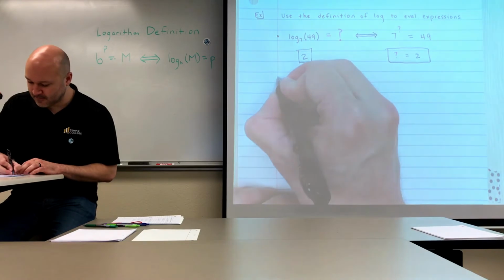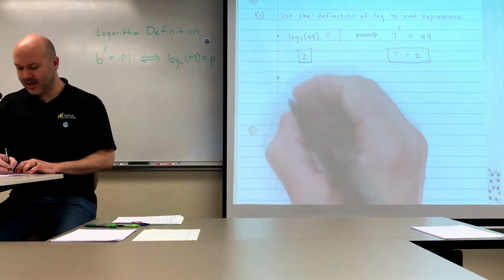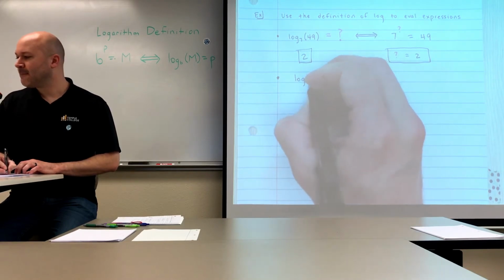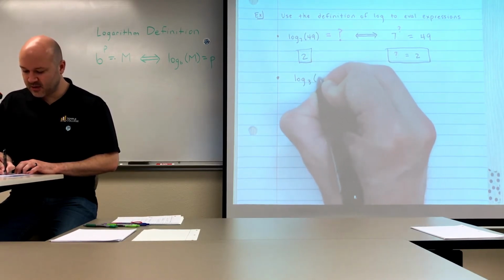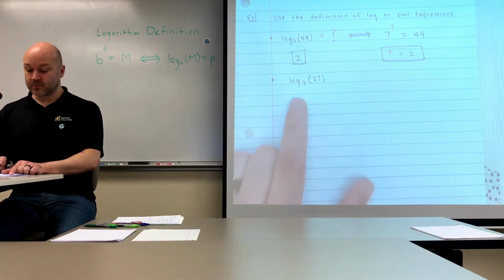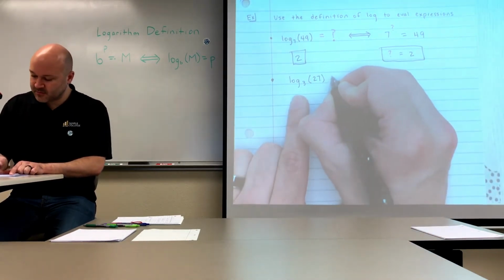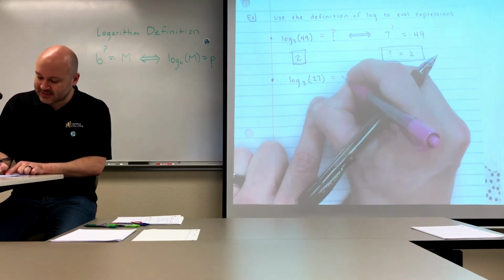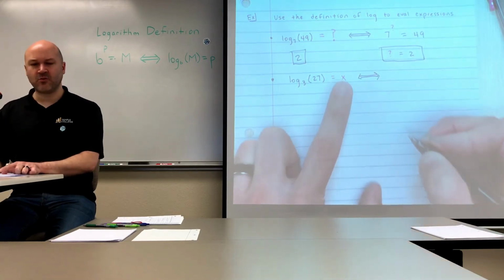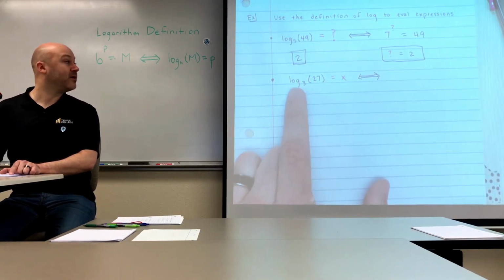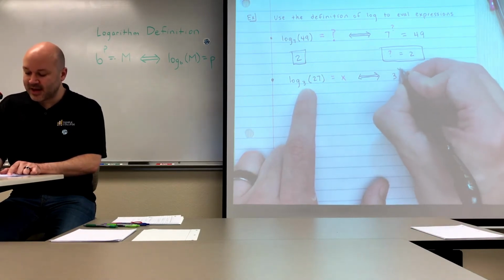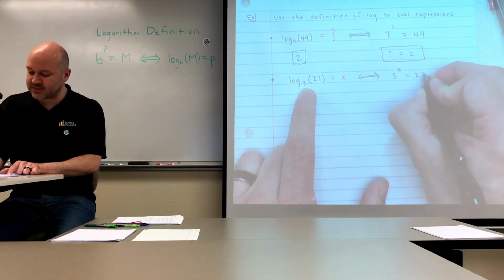Let's do some more. How about log base 3 of 27? Well, this is equal to something. This time I'll use a variable, x. I'd like to know what is that equal to. So I'm going to rewrite this logarithm in an exponential form. Base 3 to the x power equals 27.